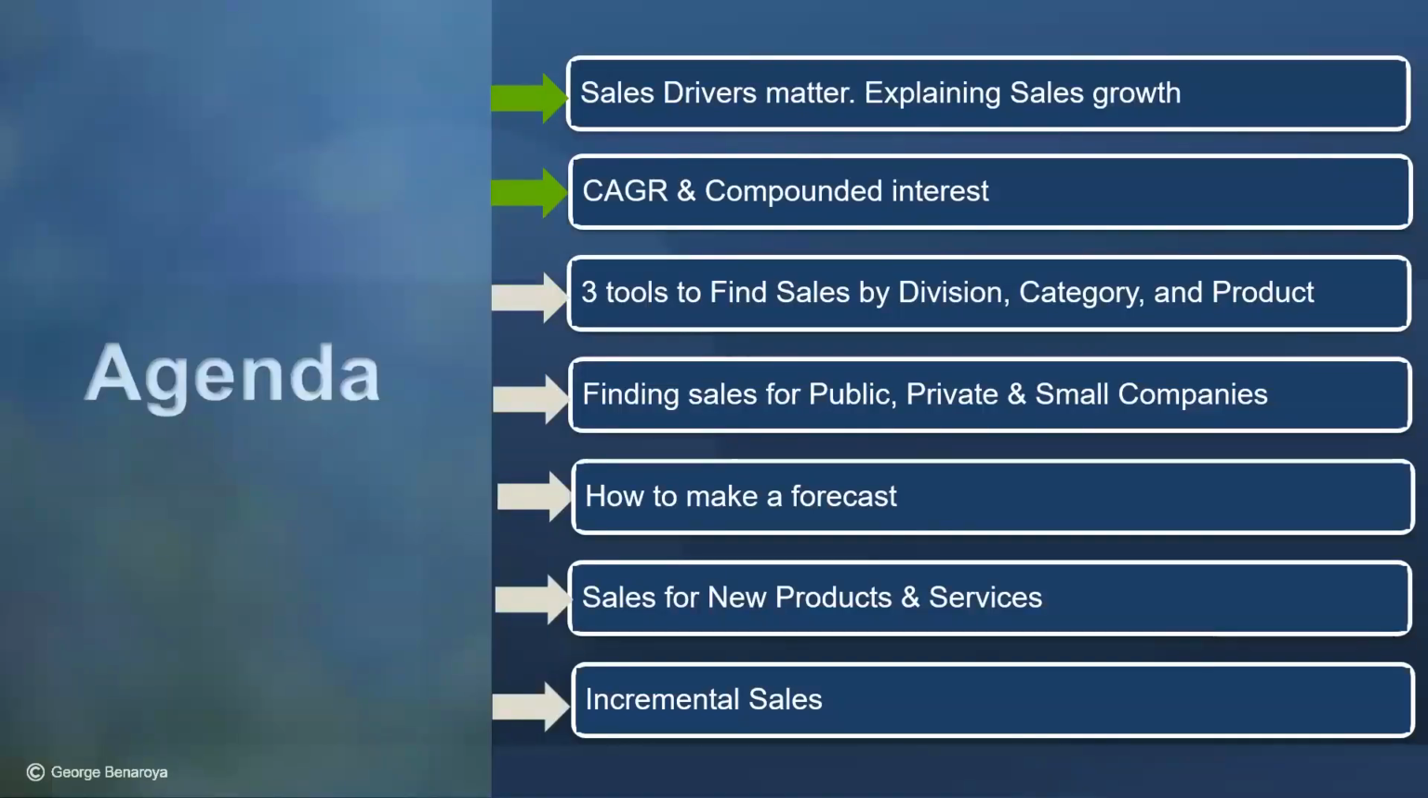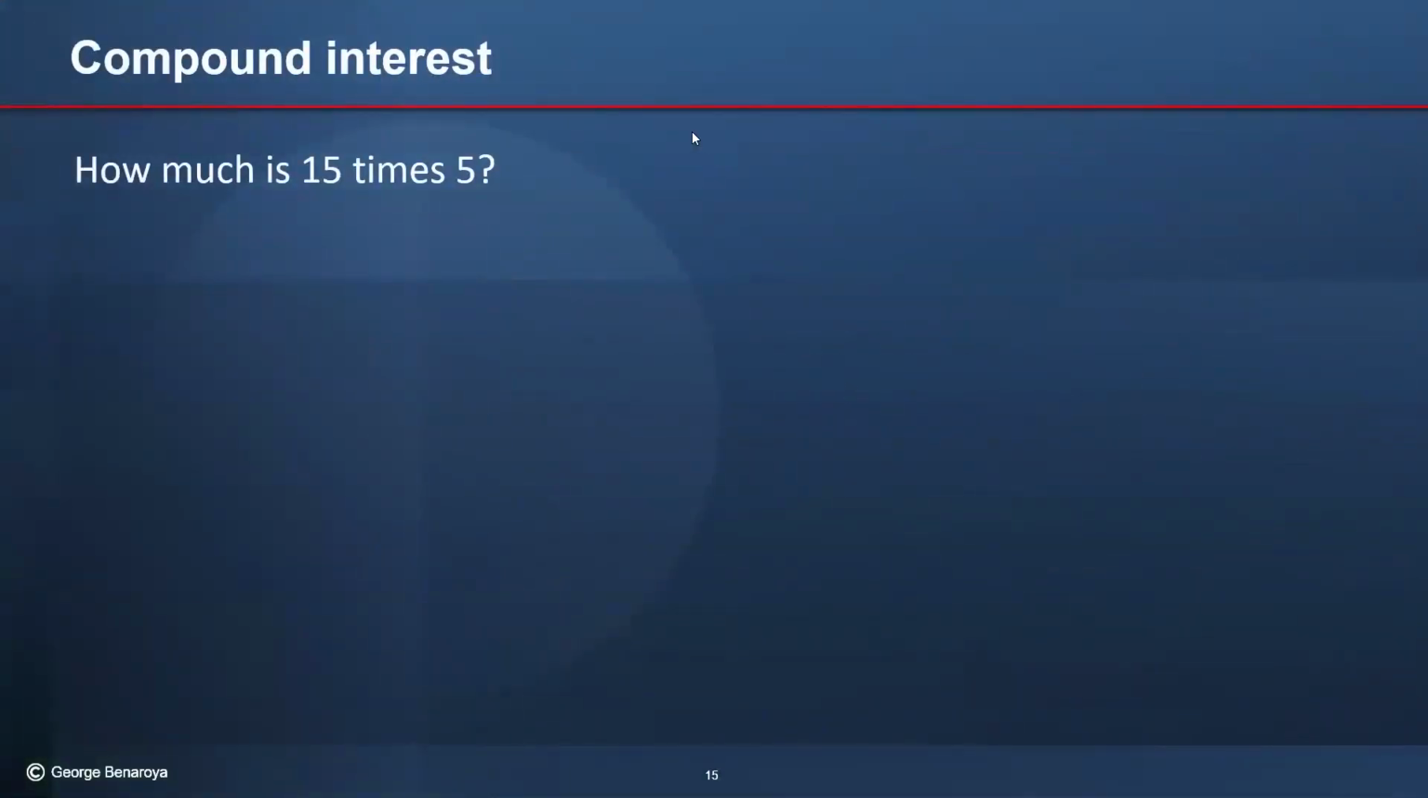CAGR and compounded interest is a concept that is really important for you to understand as a marketeer or as a finance person. Start with something very basic. How much is 15 times 5? That's pretty easy, right? It's 75.